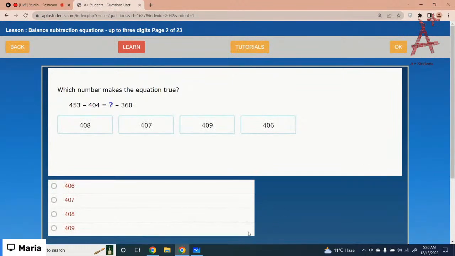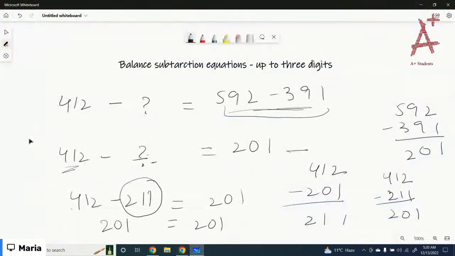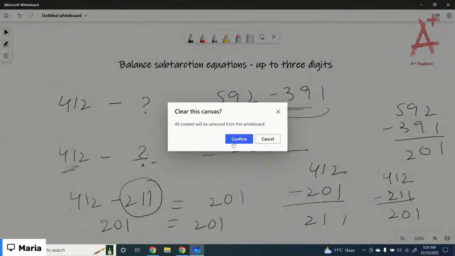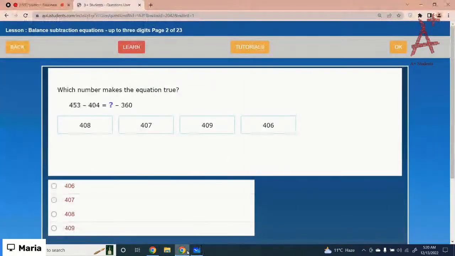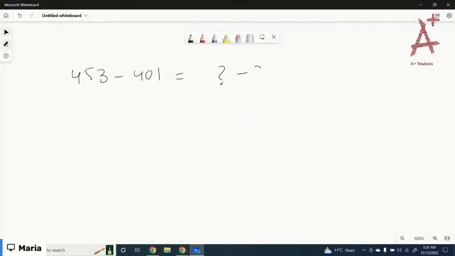Okay. The next one is 453 subtract 404, and that equals the missing number minus 360. Okay. Here at this side, you are given both the numbers. Just subtract them. Got it?